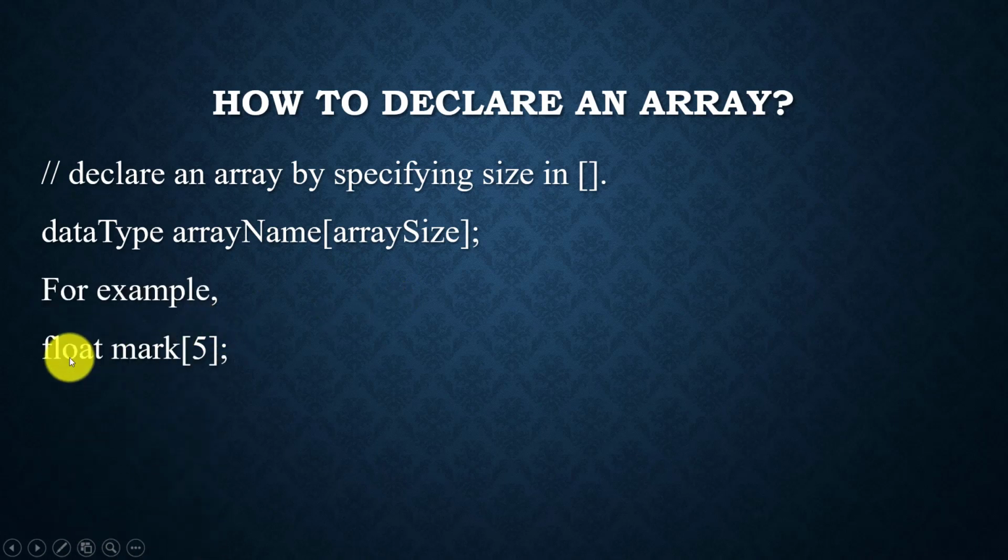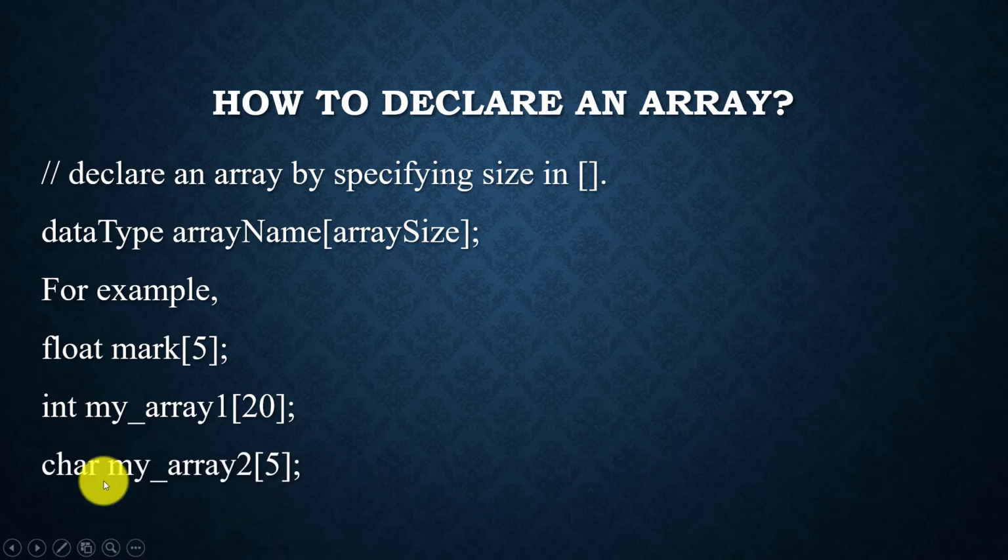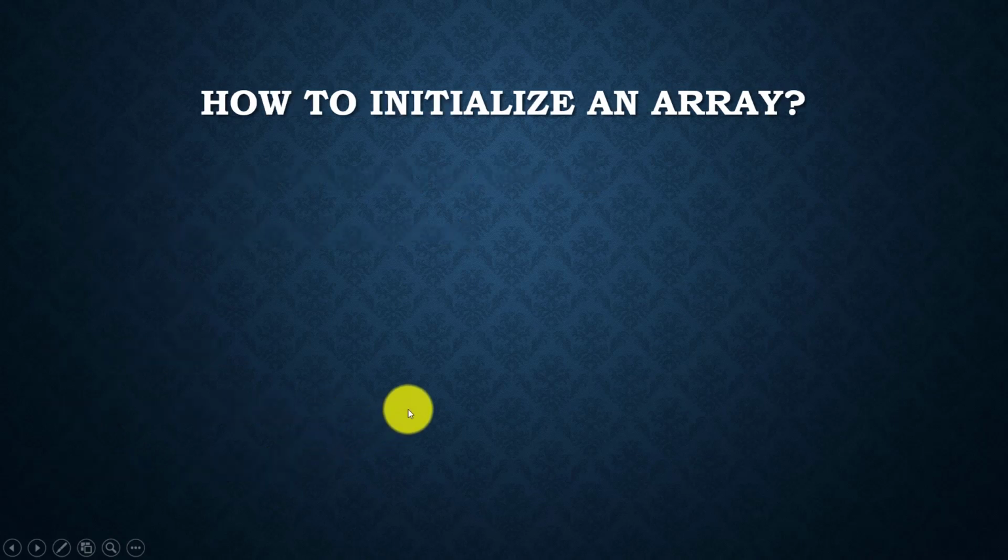Let's consider this example. This is float. Now float is nothing but the data type. marks is my array name, having 5 elements as its size. One more example: int myArray1, where myArray1 is my array name which is holding 20 elements, so the size of the array is 20 with data type integer. Now char myArray2 has data type character and stores 5 elements, that is the size of the array. So this is called the declaration of an array.